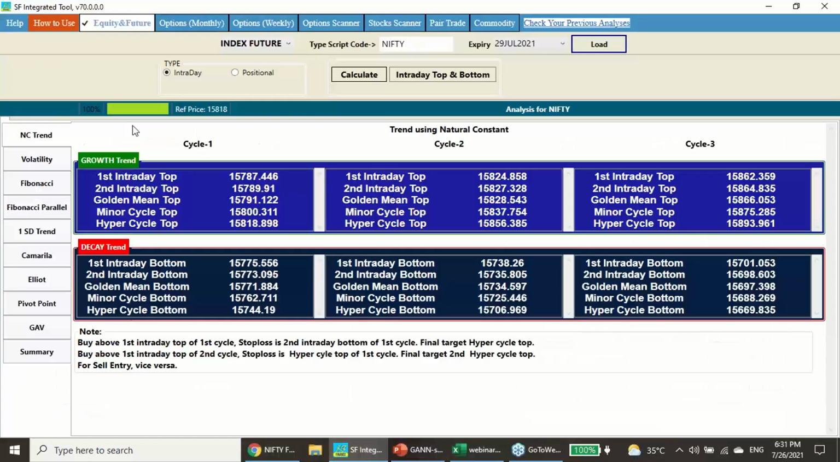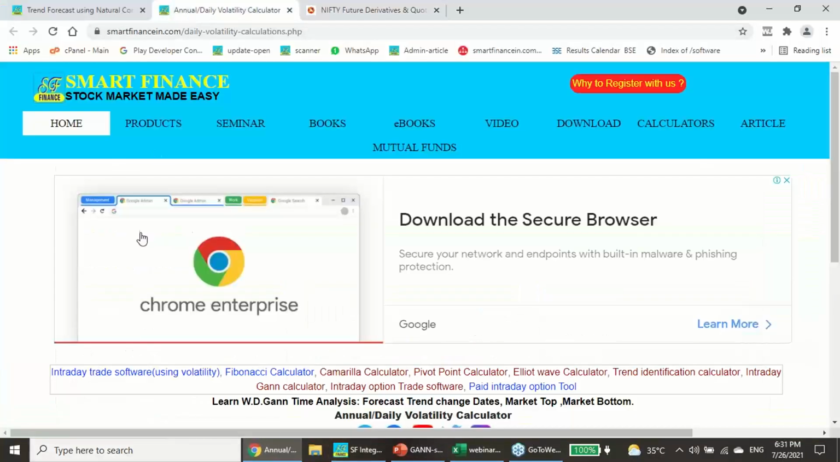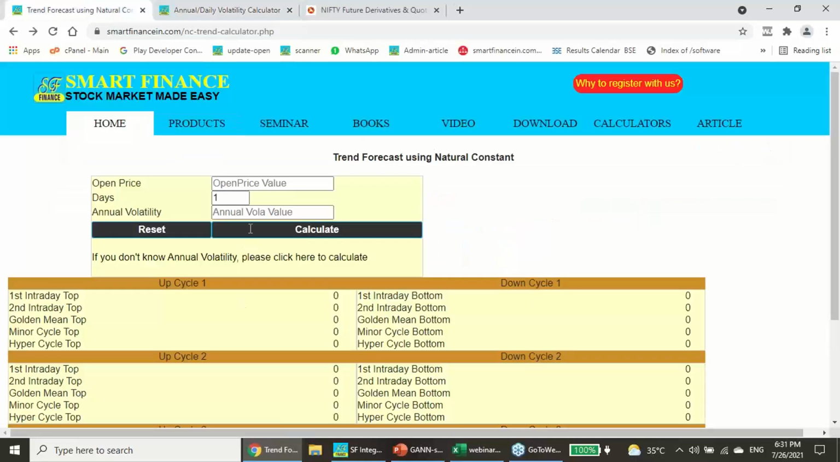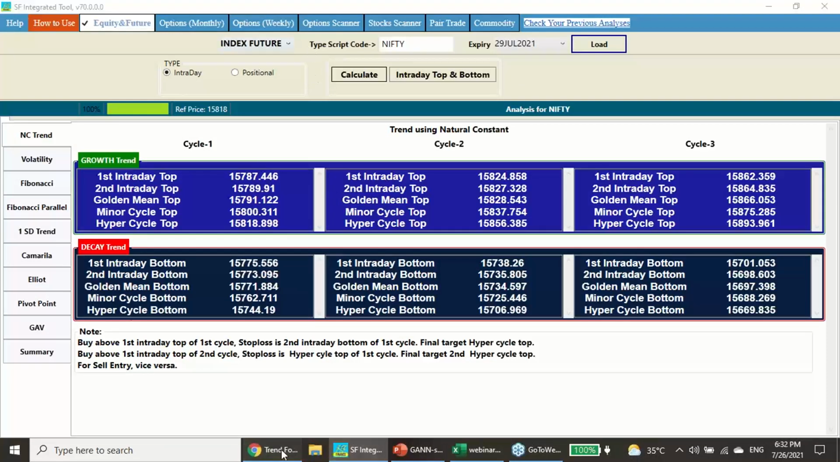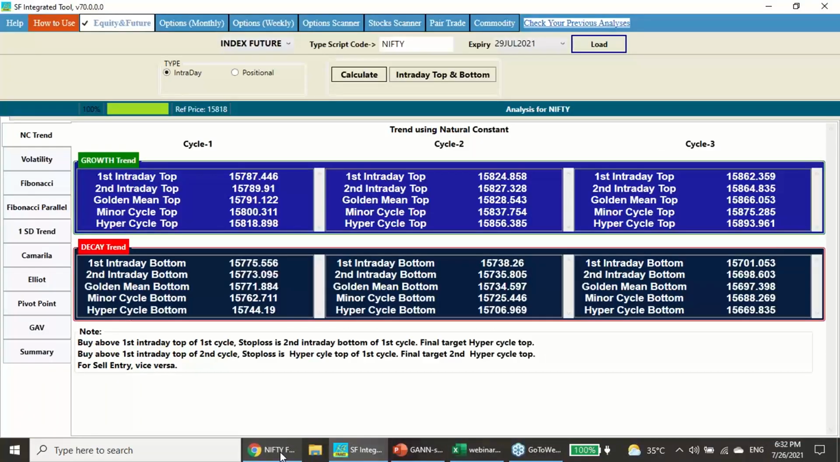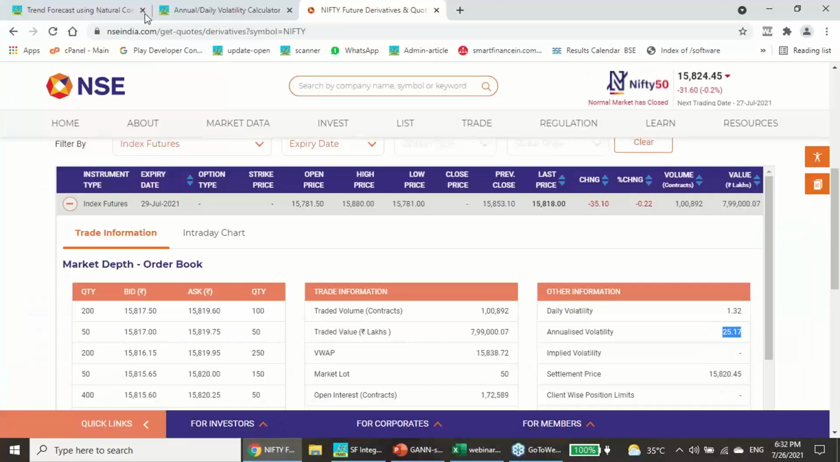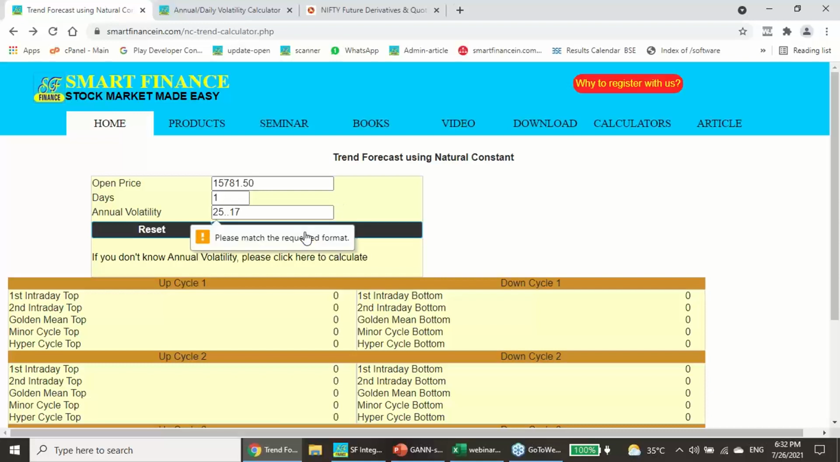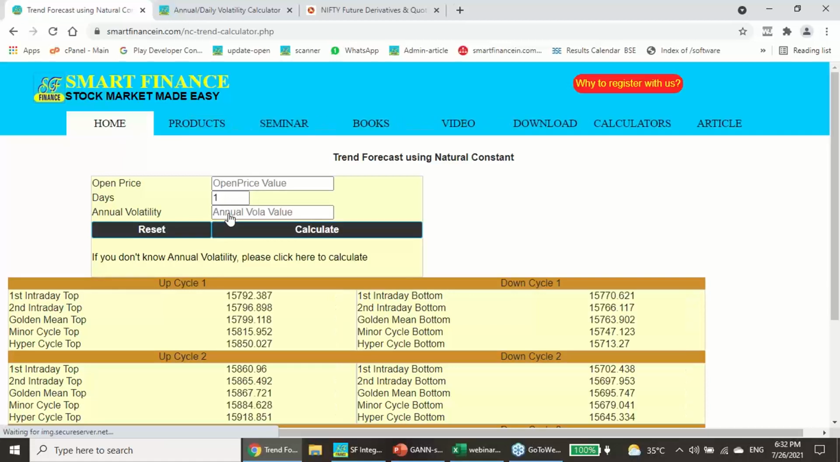Let me put these values in and see. Here the software takes it in a different way; I'll explain that after some time. So the opening happened at 15,781. Once the open happened, you can take these readings; I am doing the intraday calculation. I am taking 25.17 as my volatility given by the NSE site. I am not taking the volatility from my 10 days data reference. Once I do this and calculate, I put 25.17 with a double dot, so that's why it is giving this error.